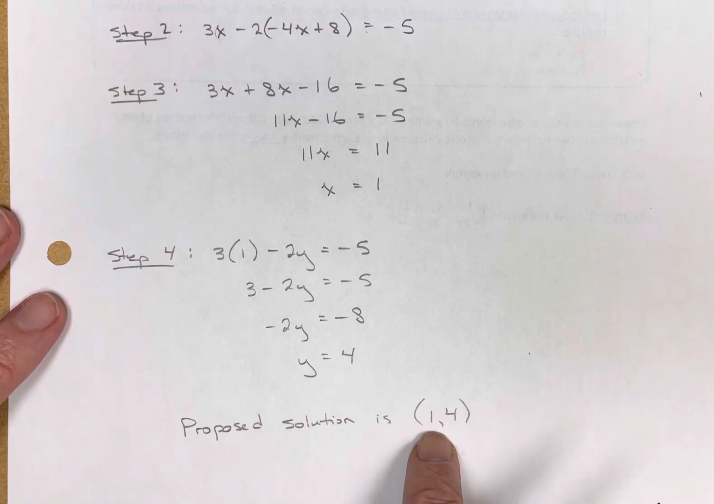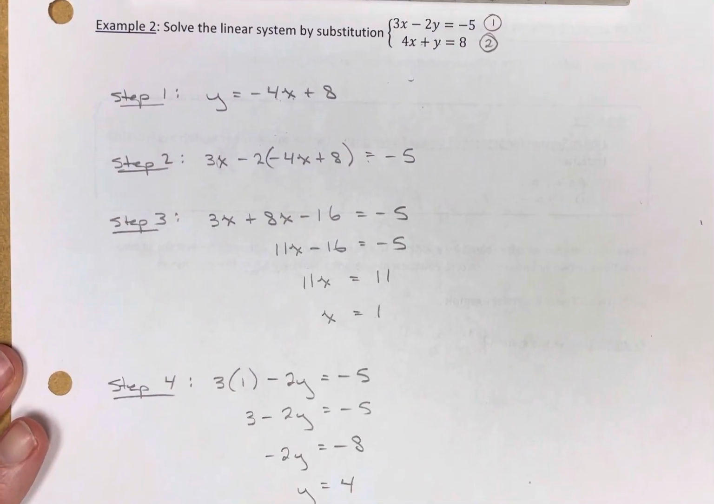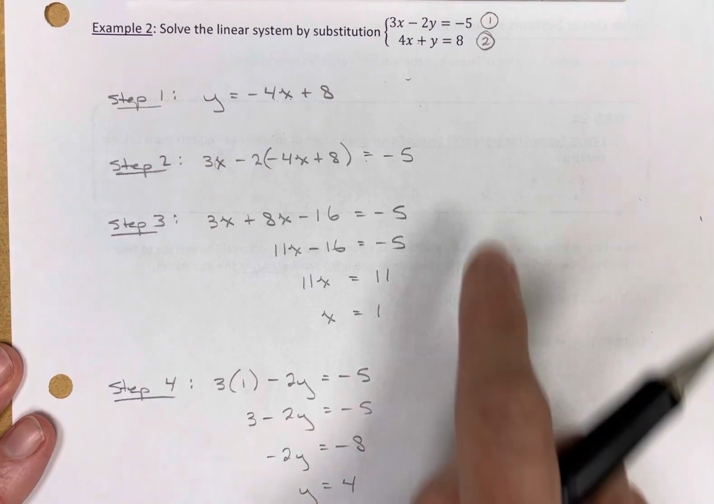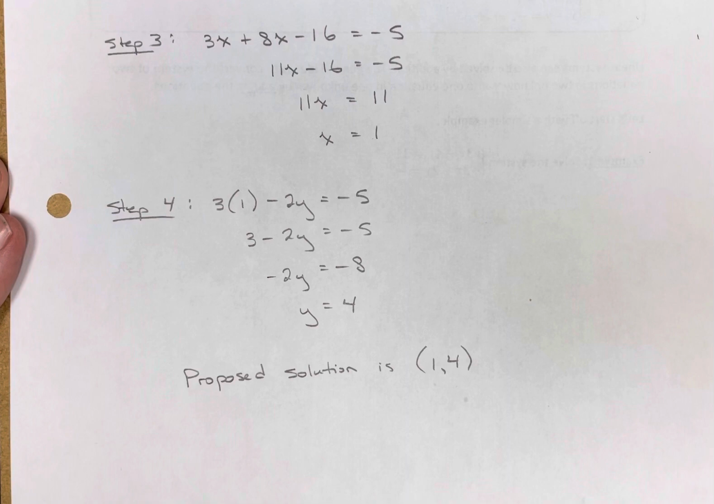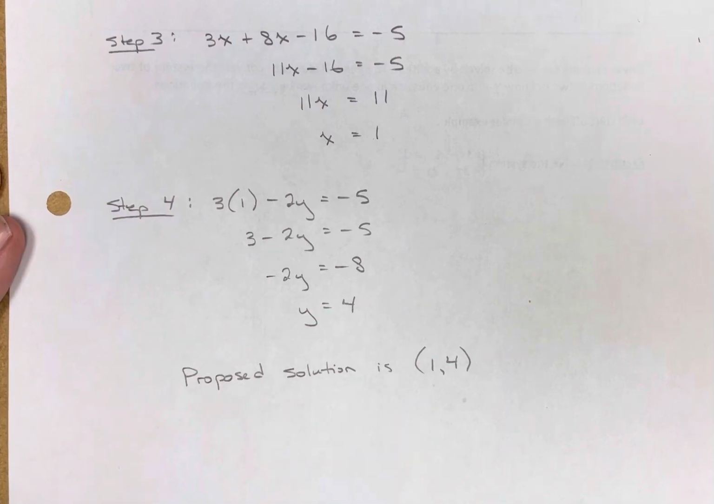Of course, we want to check our answer back into the two original equations to see if it's true or not. So that's substitution. You're solving one of the two equations for one of the variables, and then you are substituting the expression into the other equation so that you have one equation in one unknown.